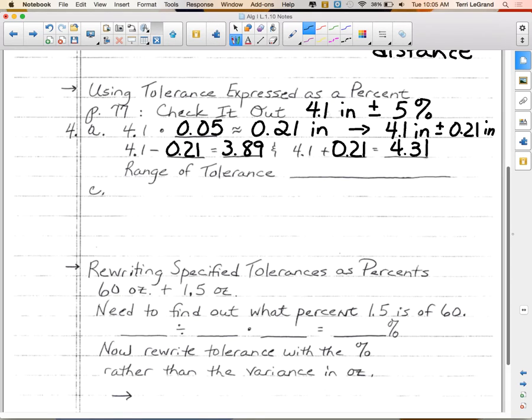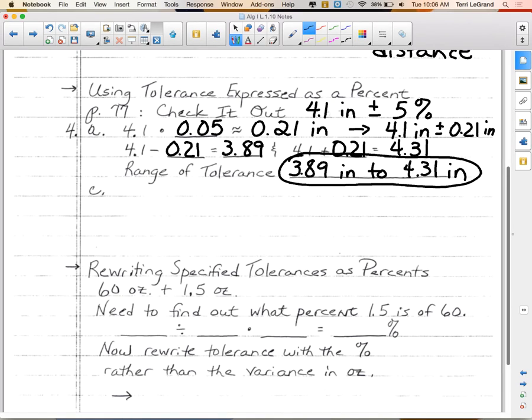And see if you agree with me when you're done. Make sure I'm right. Do we agree? Okay, so basically what we just found now is the low end of the tolerance range and the high end of the tolerance range. So we're going to write it now as a tolerance range: 3 89/100 inches to 4 31/100 inches. This is our final answer.